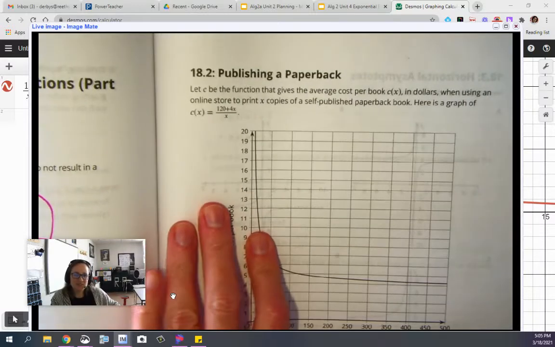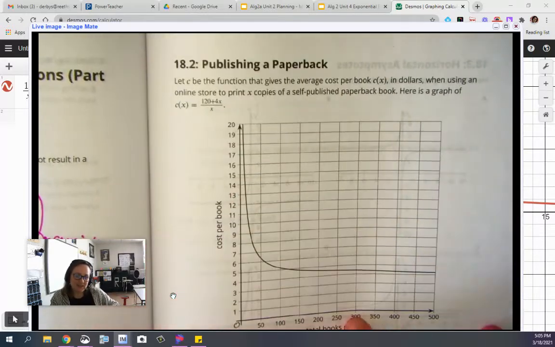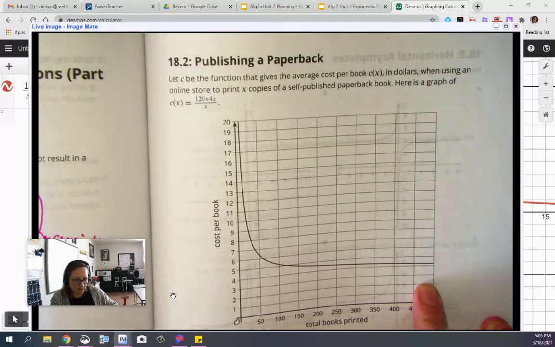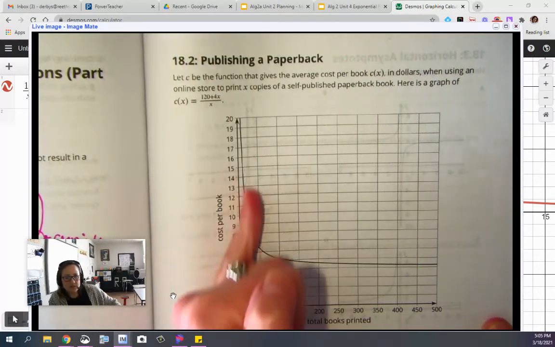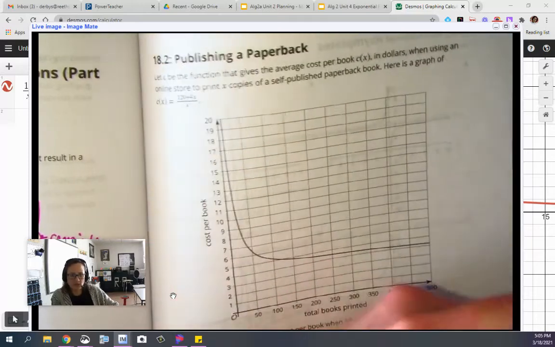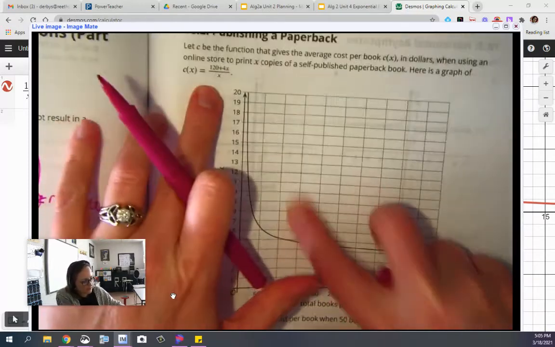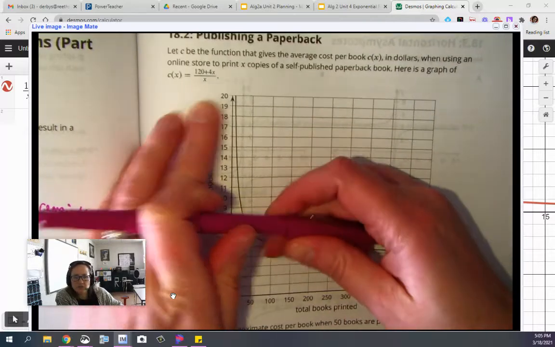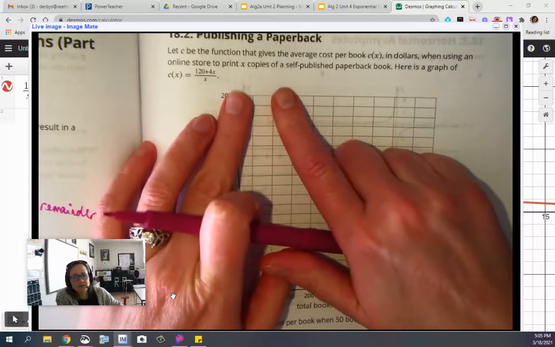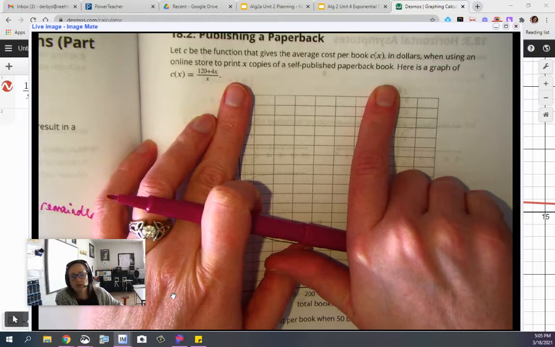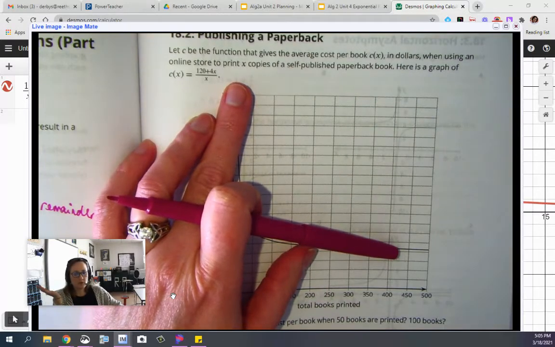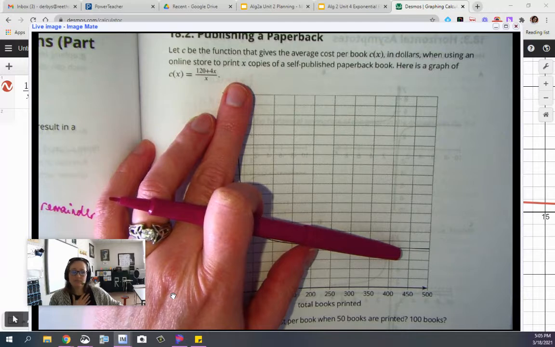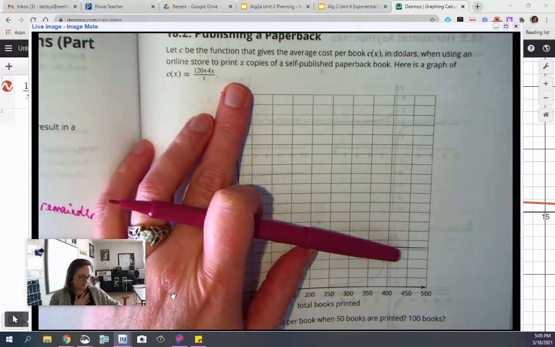So 18.2 starts to give us some actual context, and now we're going to see that this thing has changed its horizontal asymptote, right? Our vertical asymptote is still at 0 here. So let's look at this and the equation that we have. C is a function that gives the average cost per book in dollars when using an online store to print x copies of a self-published book. So let's say I wrote a great book. I want to publish it. I can't find someone who'll do it for me. So I'm going to pay my own money to have it published.